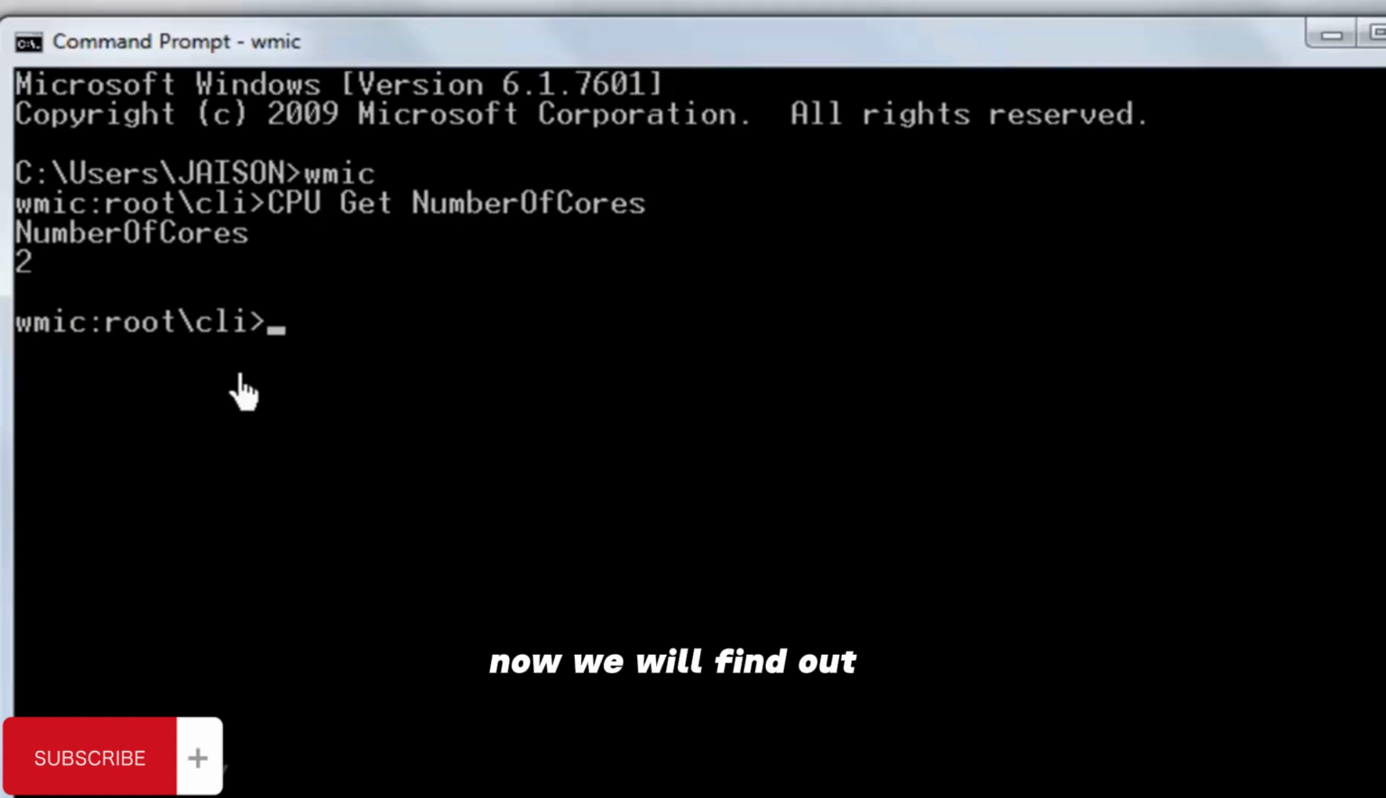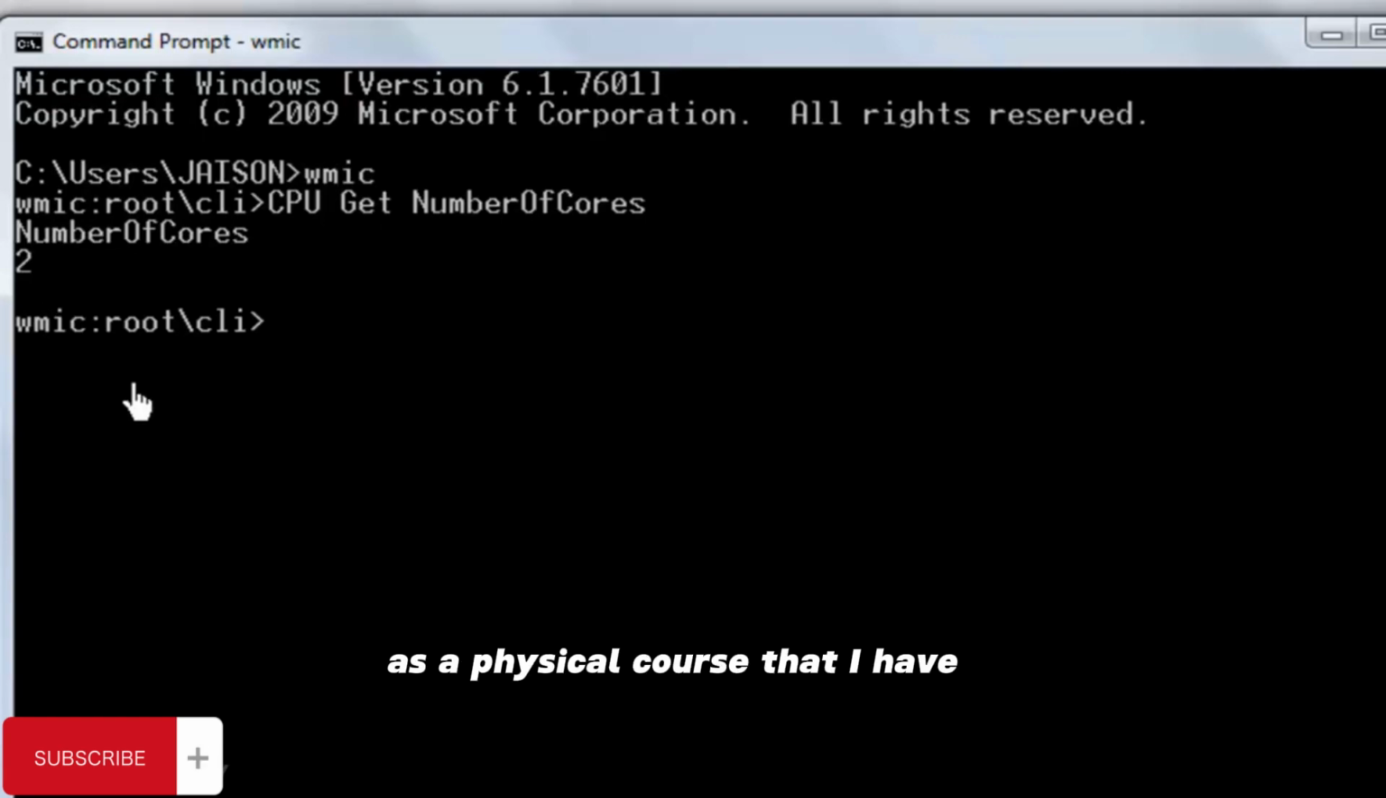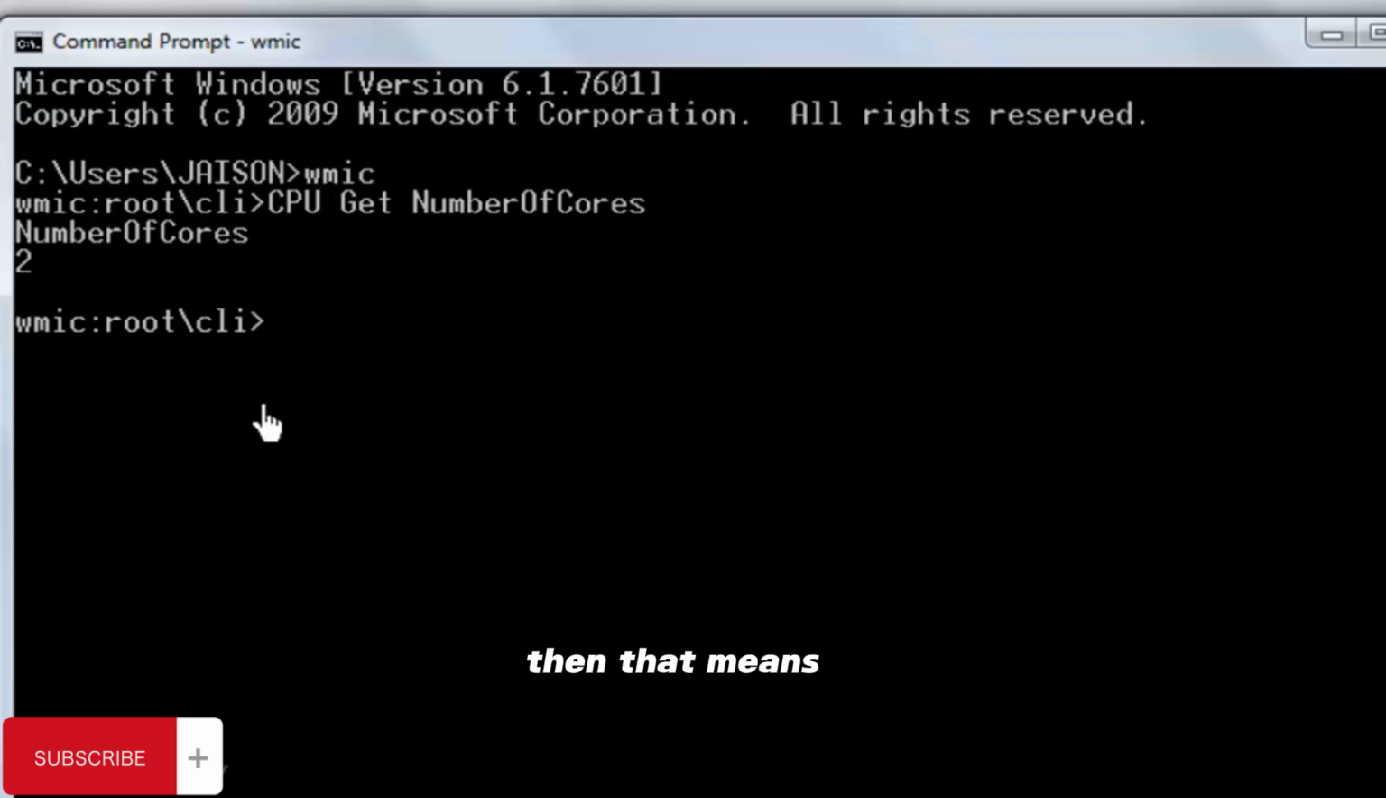Now we will find out how many logical processors I have. If the number of logical processors is equal to the number of physical cores, that means there is no hyper-threading happening in my system, because I just have that many logical cores as physical cores. But if I have more logical cores as compared to the physical cores that we saw here, then that means hyper-threading is happening in our system.